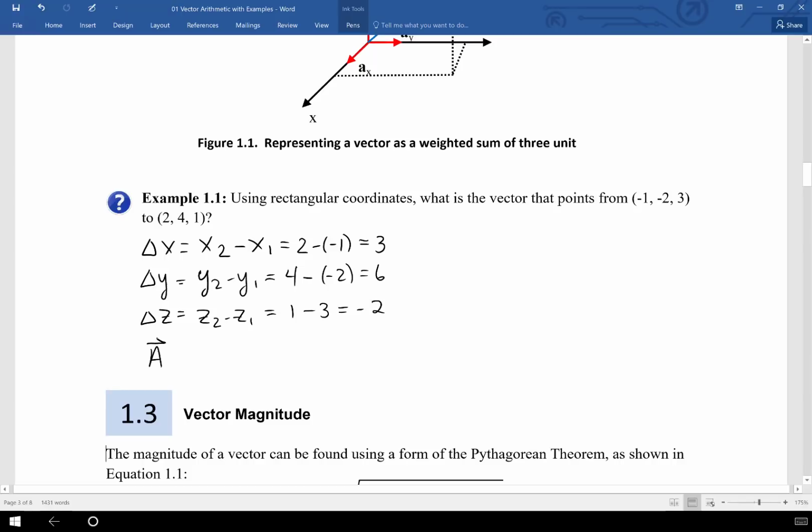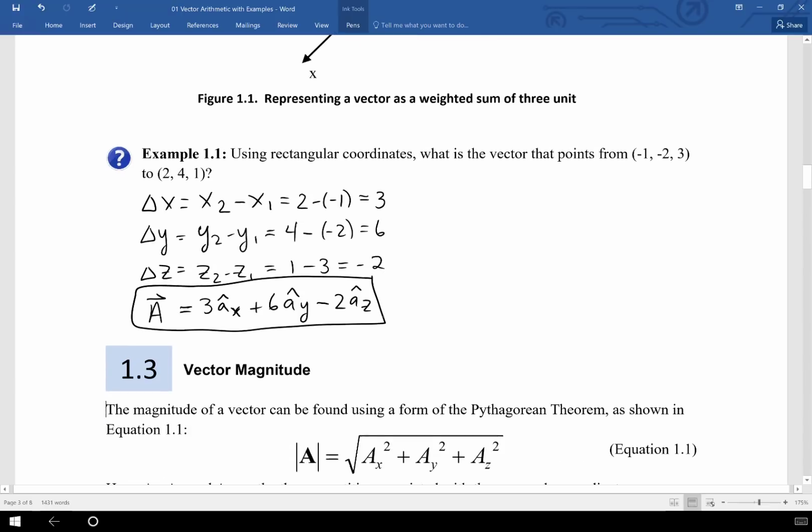I'm going to call it A. Now this is not a unit vector, so I don't use the hat. I'm going to put a little arrow on top of it. This is going to be whatever is the x dimension, so that'll be 3 times A sub x, and because it's written by hand I have to put the little hat, plus 6 A sub y minus 2 A sub z. And so that is the vector that I would have to use to be able to go from -1, -2, 3 up to 2, 4, 1.